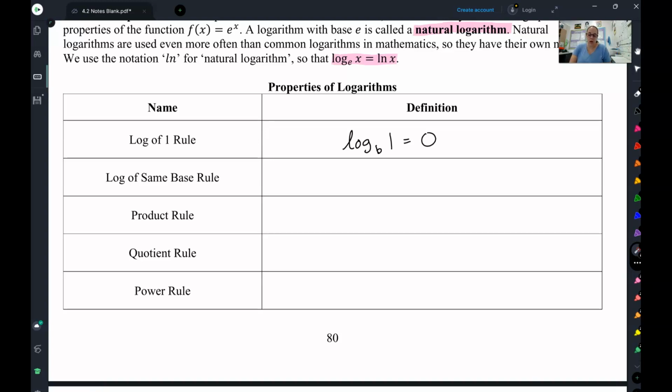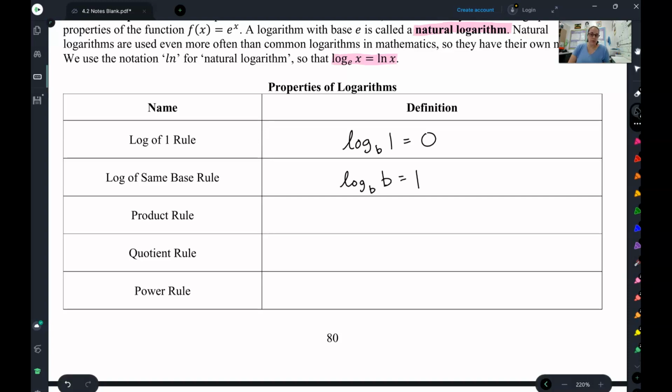So basically for logarithms, no matter what the base is, if you're putting a 1 in, the answer is always going to be 0. And then we have the log of the same base rule, which says if the base and the input are the same, the answer will always be 1. You'll probably notice that this is the same thing as anything to the first power is itself. So it's that property of exponents, but turned into logarithmic form.